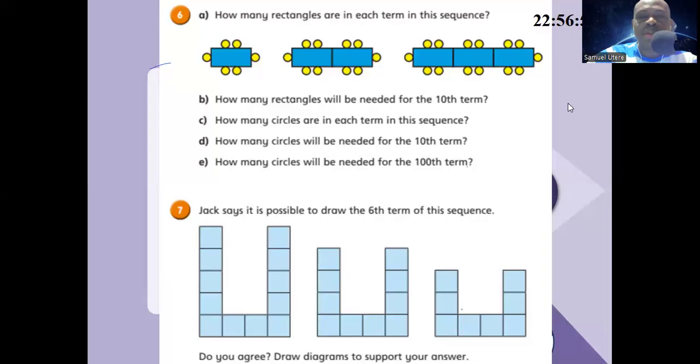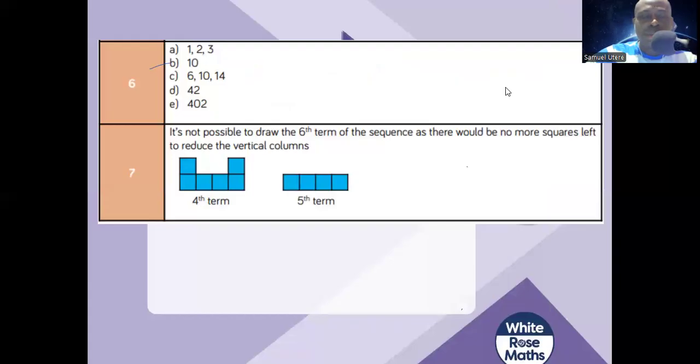And then how many circles will be needed in the 10th term? So you just need to know that, apart from the two rectangles in the ends, each of the rectangles have just four circles on them. All right. I'll just display the answer so that you can mark question 6 and then we'll discuss question 7. Okay. So these are the answers. You can mark your work now.